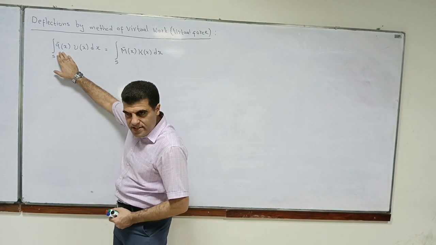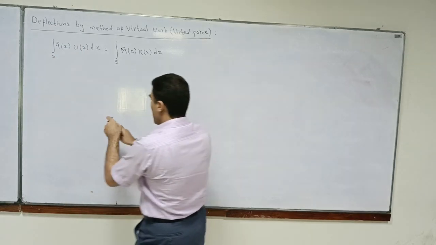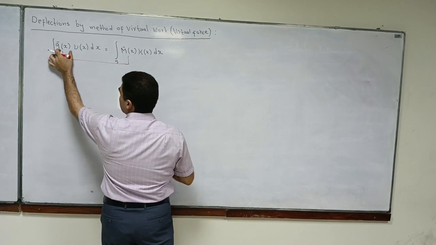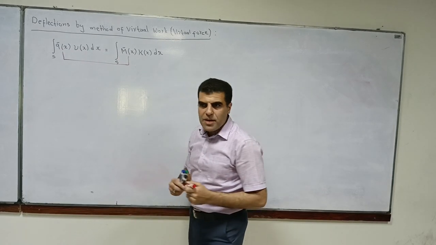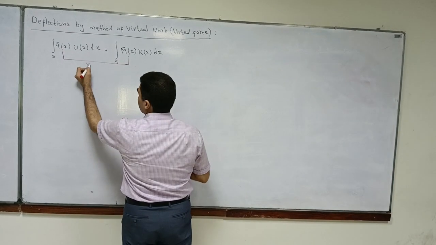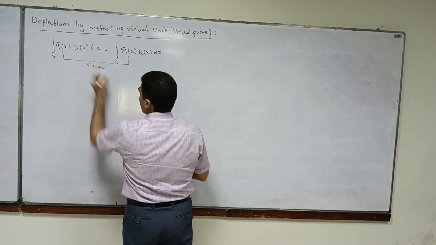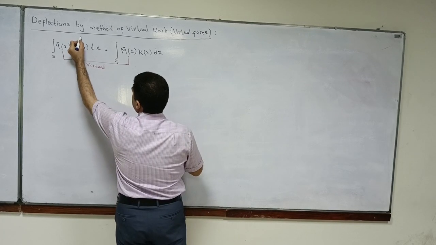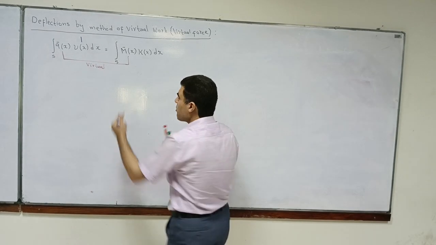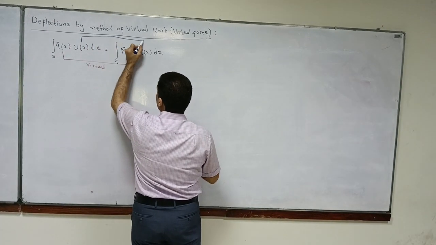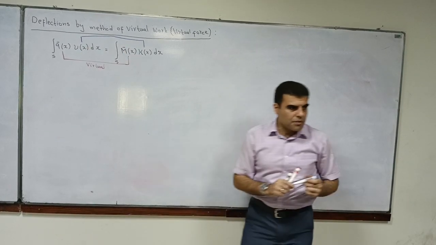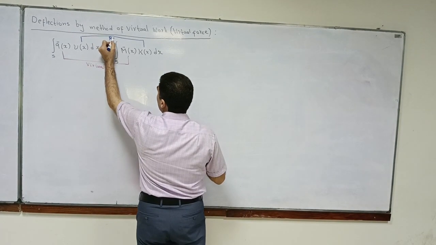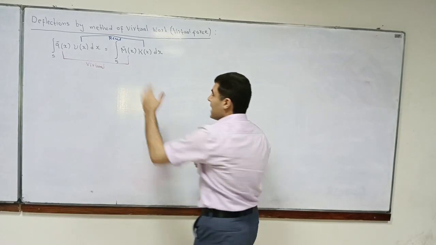So the bar denotes the virtual system. In the virtual system we have the load and the corresponding moment. That is the virtual system. And we have the displacement, or the deflection profile, related to the curvature, and that is your kinematic system, which is the real system.